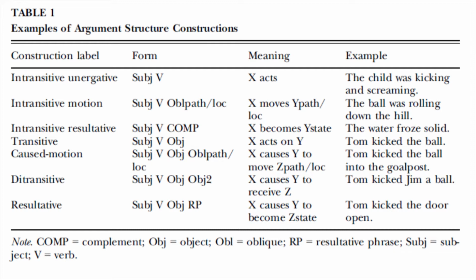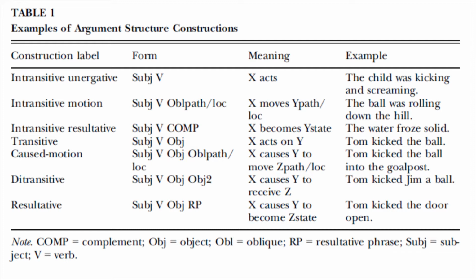You've got transitive, which is your subject, verb, object. Classic example given as a sentence in English: Tom kicked the ball. X acts on Y. Or I'm stroking my cat. Caused motion: subject, verb, object, path, location. Tom kicked the ball into the goalpost. X causes Y to move, Z path, location. Things like he dragged her to the garden centre.